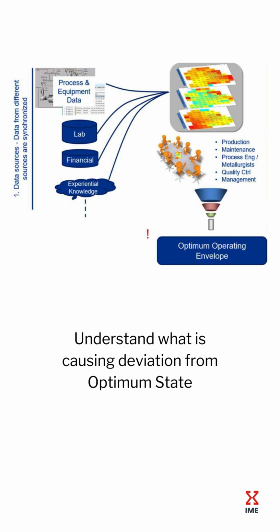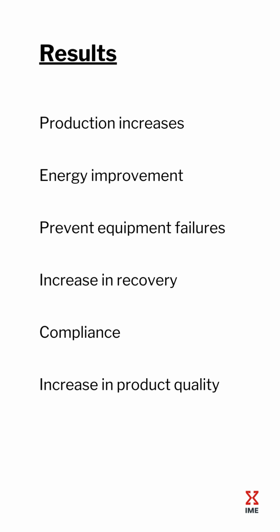All right, let's talk results. What kind of impact are we talking about? IME has documented some incredible outcomes. We're talking about production increases of over 18%, energy efficiency improvements of over 7%, and millions of dollars saved simply by being able to anticipate and prevent equipment failures. Those are some seriously impressive numbers. So time and state isn't just a theory, it's actually delivering tangible bottom line benefits for plants.